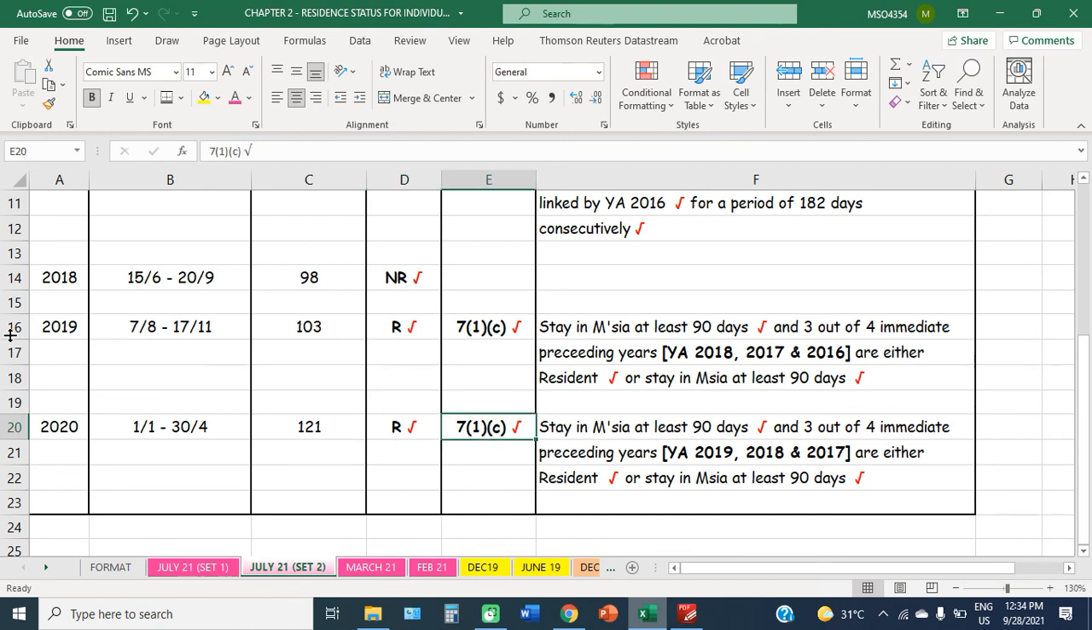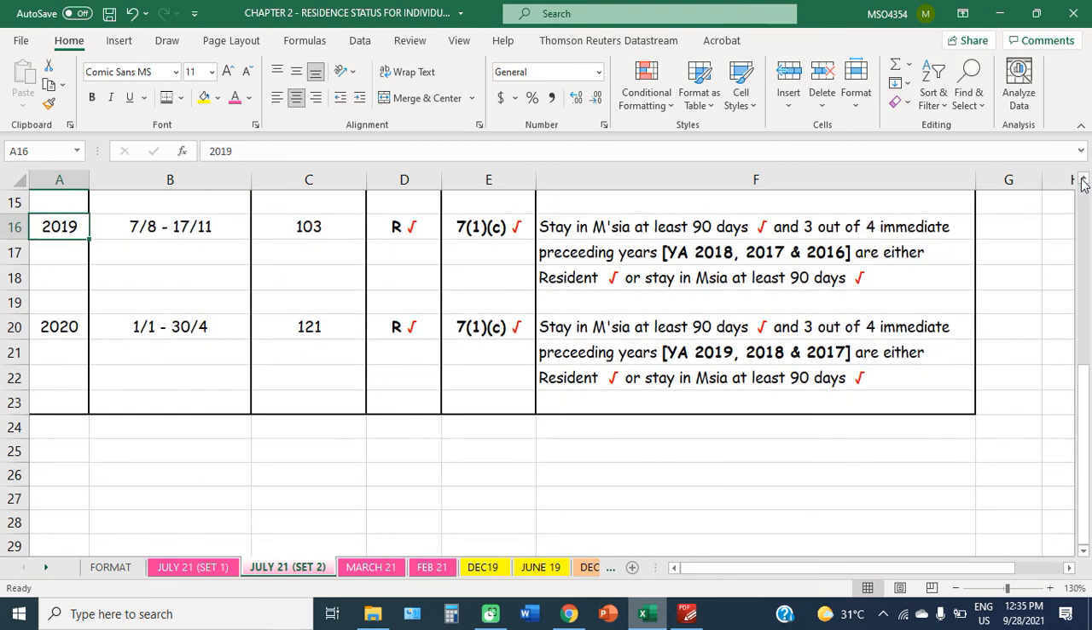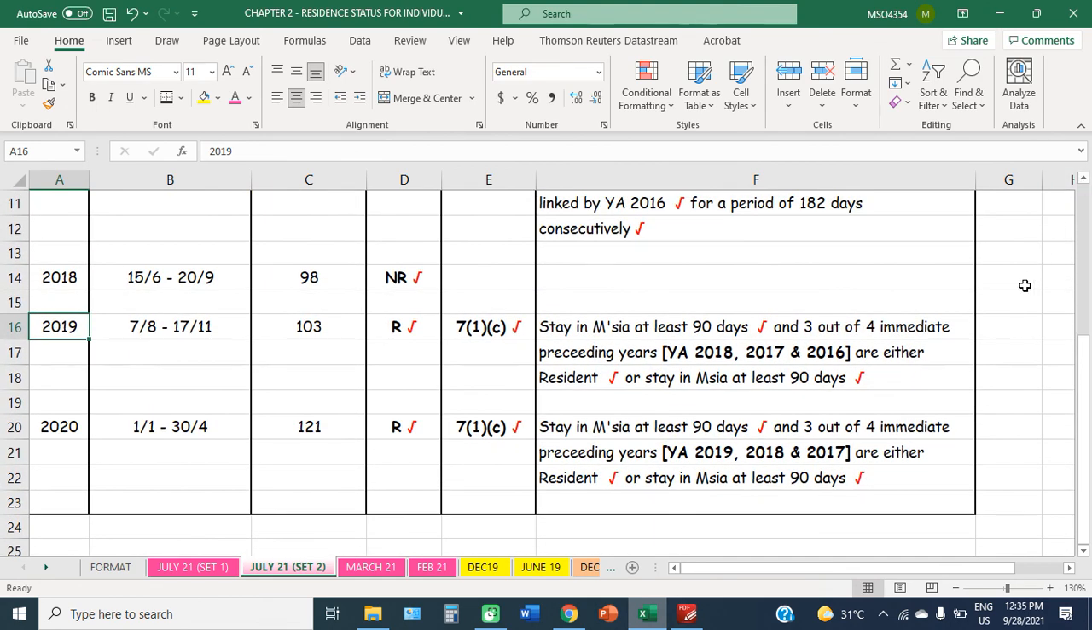Okay, how do we give the reason? Same as 2019. Stay in Malaysia at least 90 days. And 3 out of 4 immediate preceding years, you must mention which YA. The YA were 19, 18 and 17, which are either resident or stay in Malaysia at least 90 days. Alright? Okay, I guess I finished with July 2021. This is set number 2, for Mr. Carlos. Please try this question everyone and all the best to you guys.